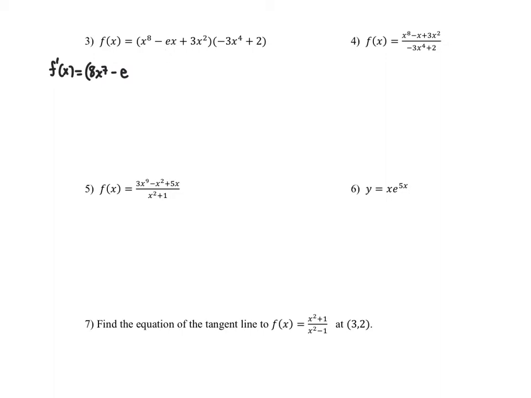Okay, so continuing with the derivative, we'd get plus 6x times the second function left alone. And then we're going to add the derivative of the second function, which is negative 12x cubed times the first left alone. Now, you might be asking, okay, is he going to expand this whole thing? Nope, I'm not. I'm just going to leave it like that because I don't want to do all the expansion and combining of like terms.